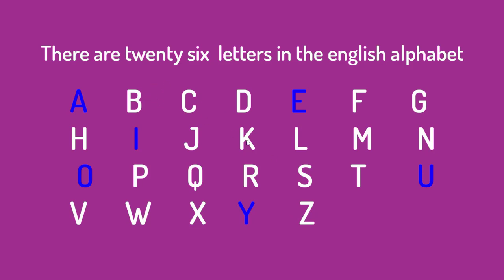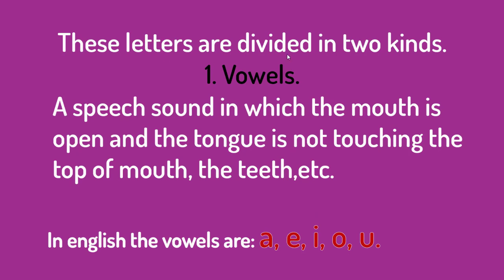Among these 26 letters in the English alphabet, A, E, I, O, U are vowels, and sometimes Y is used as a vowel. These letters are divided into two kinds. Number one is vowels and number two is consonants.